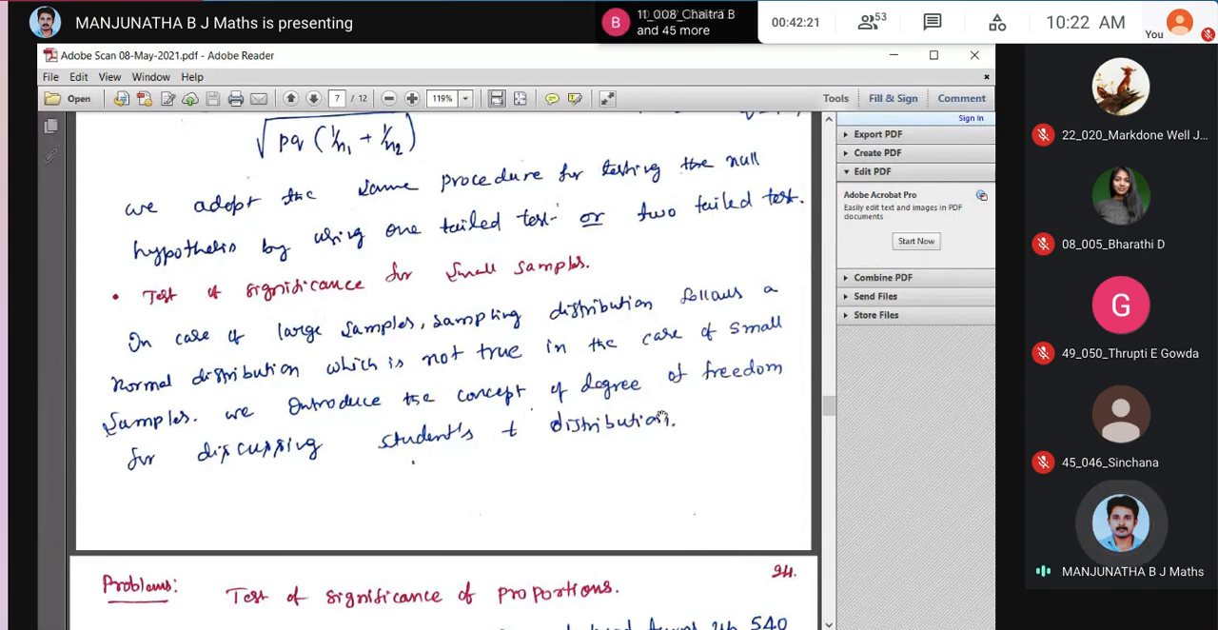So mainly there are two distributions. One is the student's t distribution. One more is the chi-square test. To accept or reject the hypothesis for small samples, I will go through that.